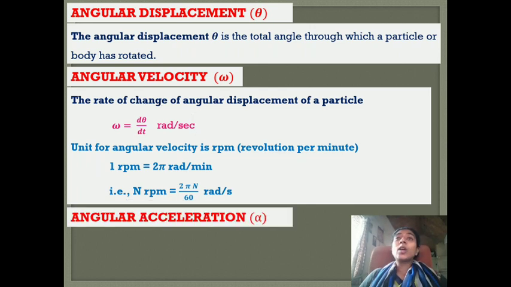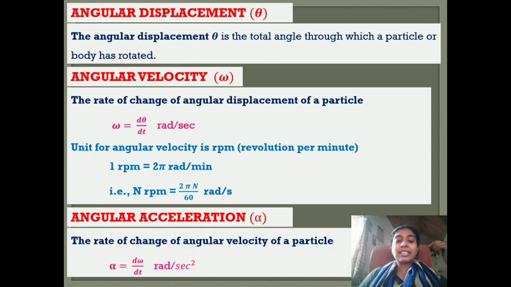Now the angular acceleration. Angular acceleration is symbolized as alpha. Alpha is angular acceleration, omega is angular velocity, theta is angular displacement. Angular acceleration alpha is the rate of change of angular velocity of the particle with respect to time. So alpha is equal to d omega by dt radians per second square.